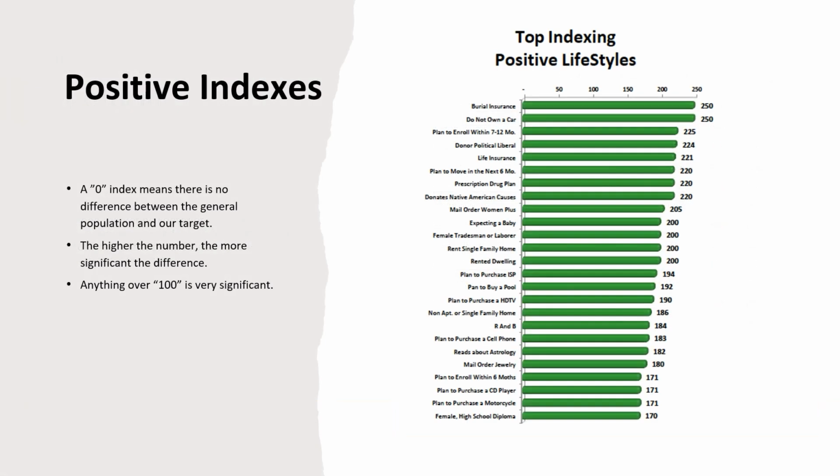Let's talk for a moment about how we score the households within our marketing footprint. An index score of 0 would mean that there is no difference between the customer and the general population. Therefore, the higher the index score, the more relevant that lifestyle category is. Any category with an index score over 100 would be considered highly significant. For instance, many of ABC Finance Company's customers have burial insurance, do not own a car, plan to enroll in higher education within the next 7 to 12 months, and use a prescription drug plan. These categories show an index score of over 100, making them highly significant lifestyle traits.